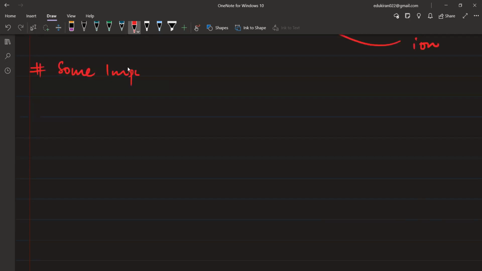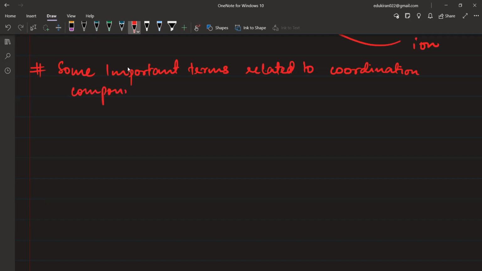Some important terms related to coordination compounds. Now, in coordination compounds, we have already seen what coordination compounds are. Coordination compounds are the compounds in which the central metal atom is bound to a number of anions or neutral molecules by coordinate bonds. So what is a coordination compound? First of all, write that.